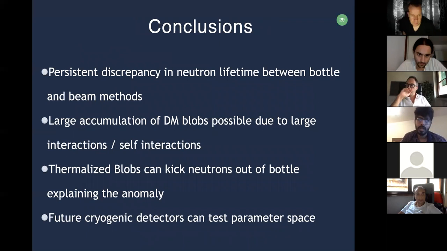I'll conclude. Persistent discrepancy in neutron lifetime between bottle and beam methods. Large accumulation of dark matter blobs is possible due to large interactions and self-interactions. Thermalized blobs can kick neutrons out of the bottle, explaining this anomaly. And future cryogenic detectors could possibly test this parameter space. Thank you. Thanks for an interesting talk.